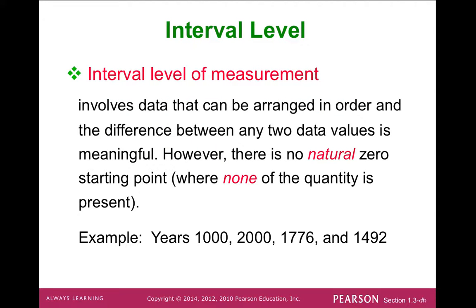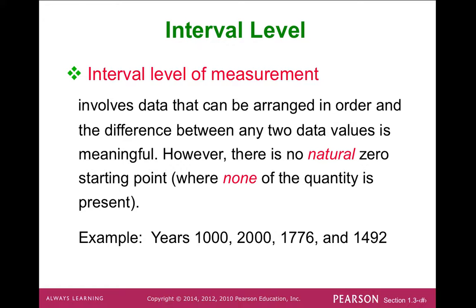Okay, another level of measurement is what's called interval. The interval level of measurement involves data that can be arranged in order and where the difference between any two values is meaningful. However, it is important to point out here that there is no natural zero or starting place. And what I mean by that is there's no point in which none of the quantity is present.